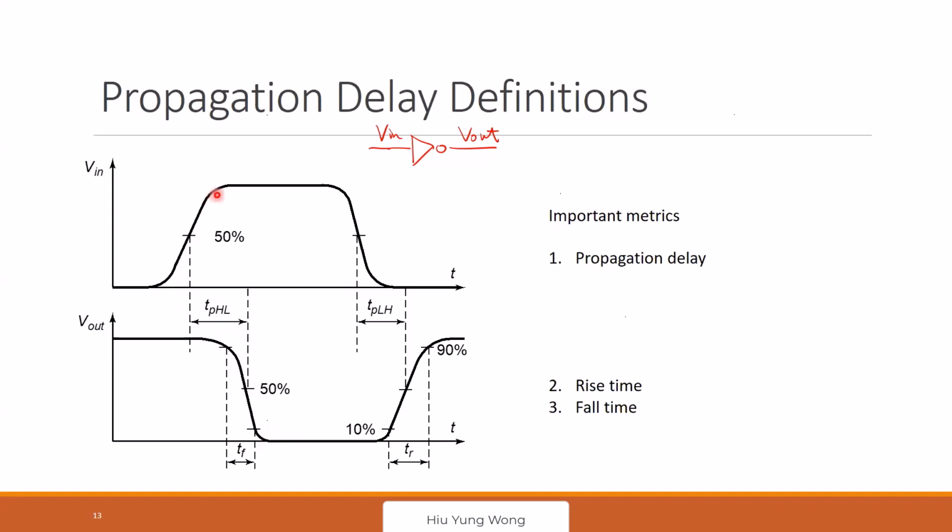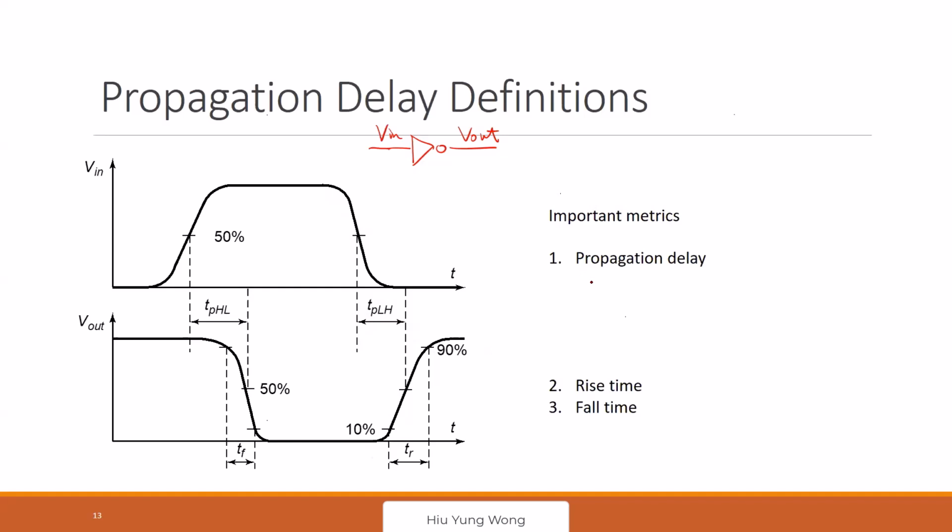Similarly, when your input reduces, I have to increase the output. And similarly, when the input reaches 50%, I start counting. And then when I respond by 50% of the goal of the target, then I say I completed my response already. And this is from low to high, TPHL and TPLH. So you see for a transistor gate, it is not symmetric. TPHL doesn't need to be TPLH.